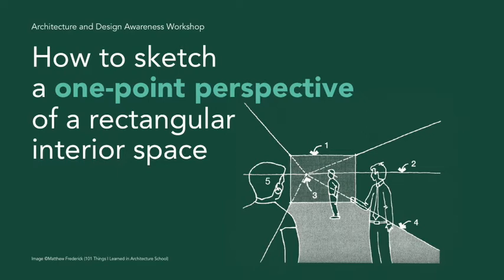Number five, to include a person of similar height to the viewer, place the center of his or her head on the horizon line. Then increase or decrease the size of the person for foreground or background placement.